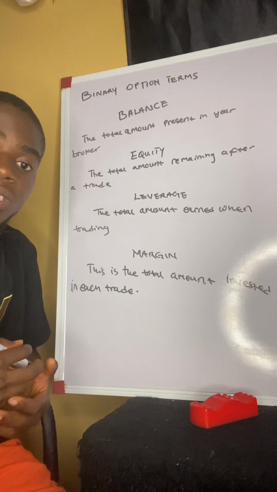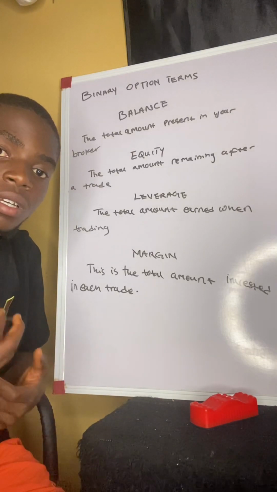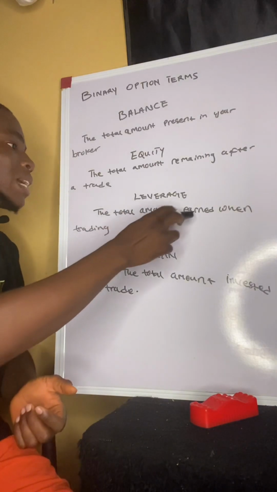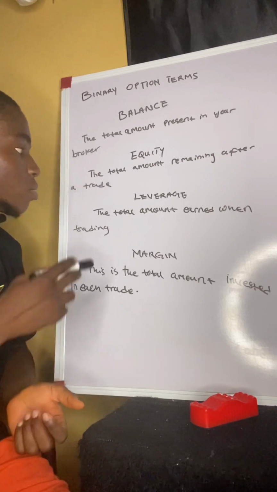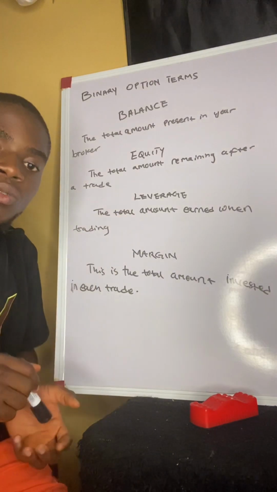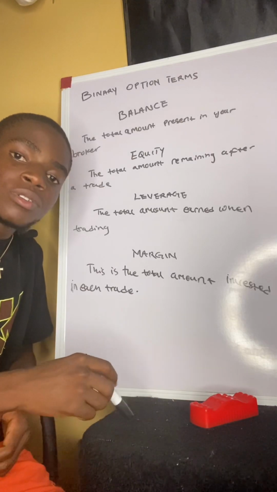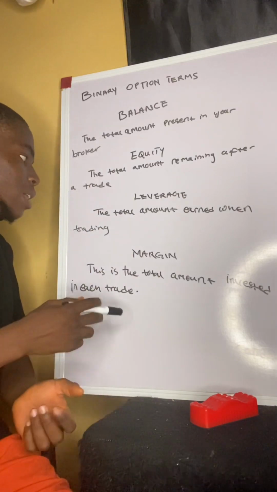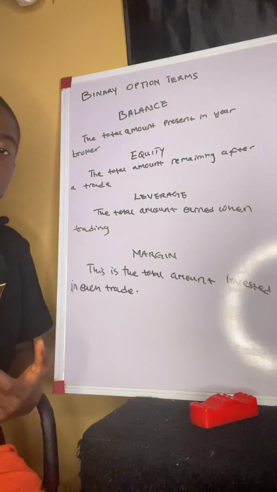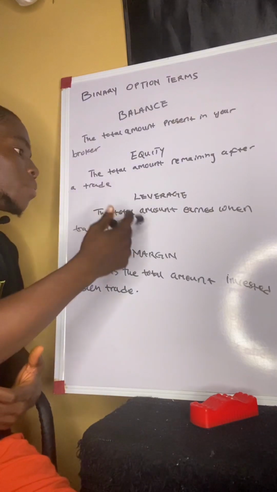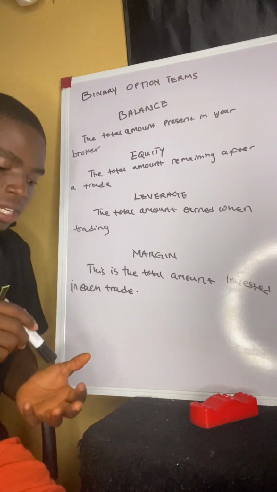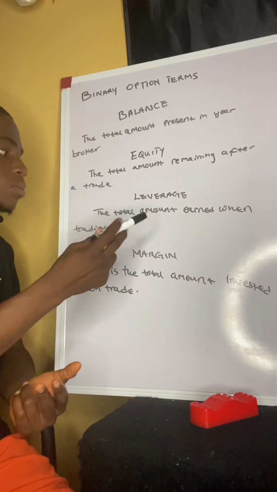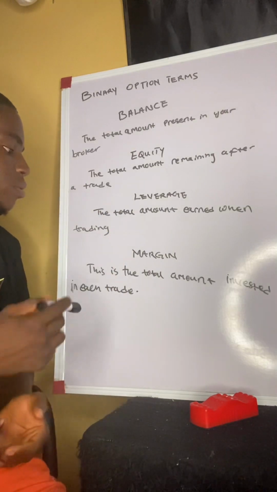For example, you're trading $100 and you're earning $70 extra. That is $170, the total amount you earn. Total amount earned when trading, that is what leverage means. For example, you're trading $100 and you're earning extra $70 or $90 or $80. That is what they're talking about: the total amount earned when trading. You are still trading, you're still earning. That is the total amount you earn when trading. Next, move to the margin.